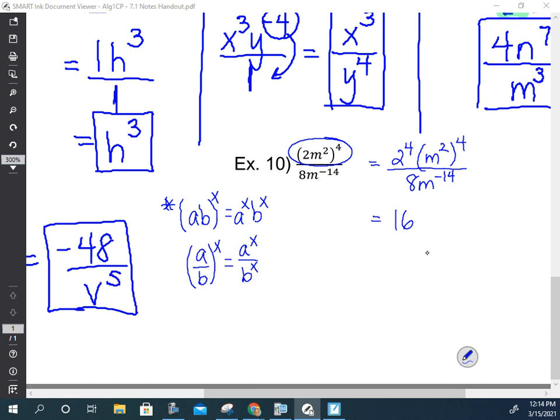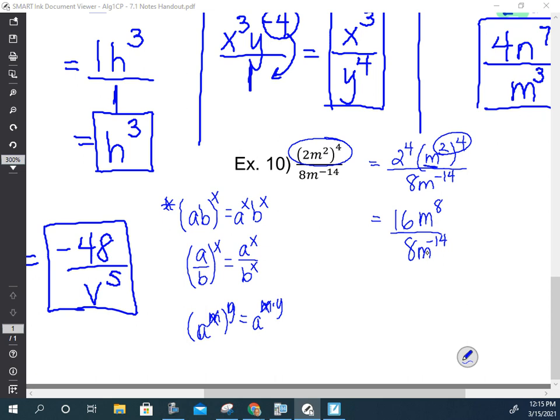Now, if you look at the parentheses, you have one base with two exponents. So that means you use another property. If you have one base and two exponents, that's when you multiply those exponents. So x times y. So m, 2 times 4 gives you 8. So we have 16m to the 8th power over 8m to the negative 14th power.